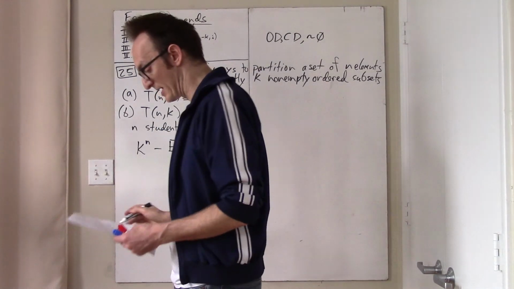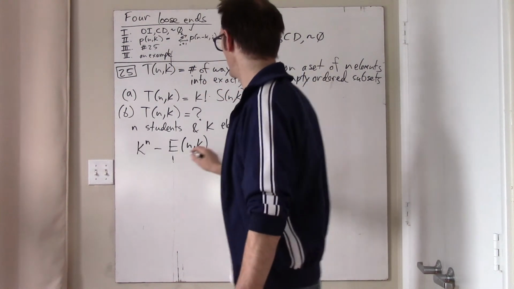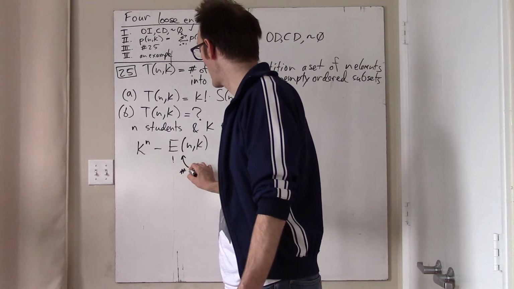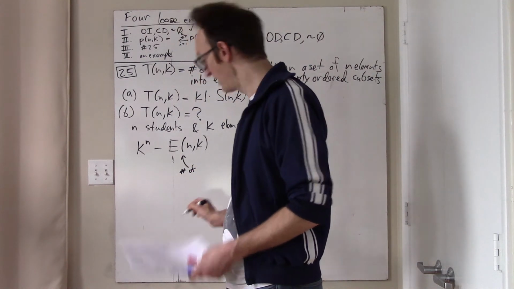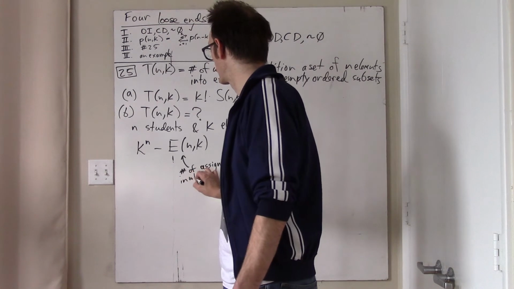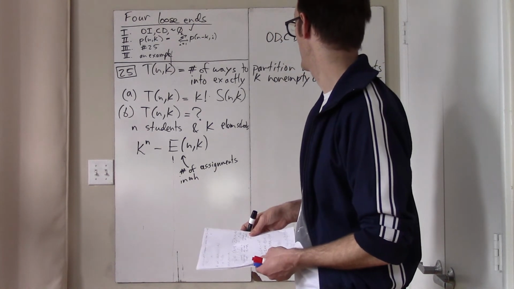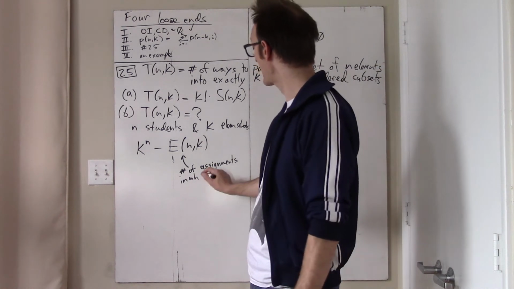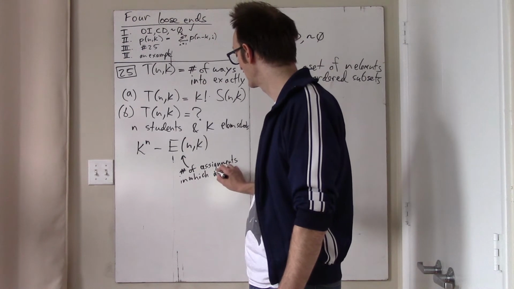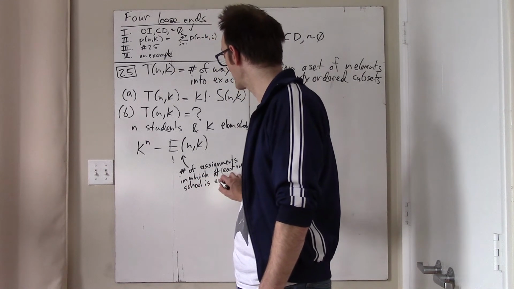He created a new construct, E(n,k), and he said, okay, let this be the number of, I think E stands for empty, the number of assignments in which at least one school is empty.